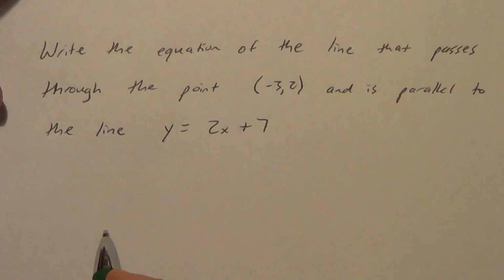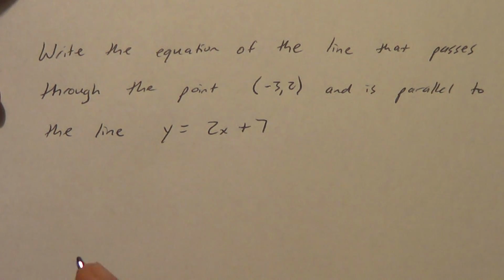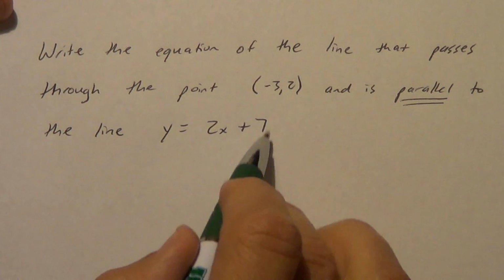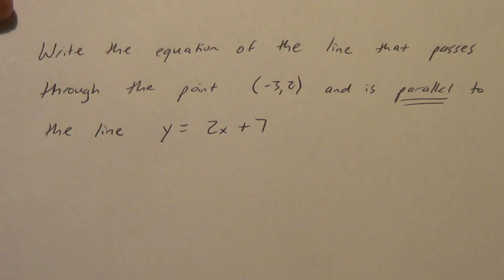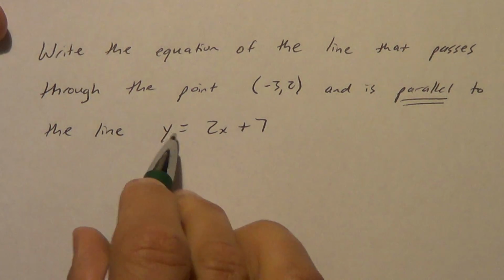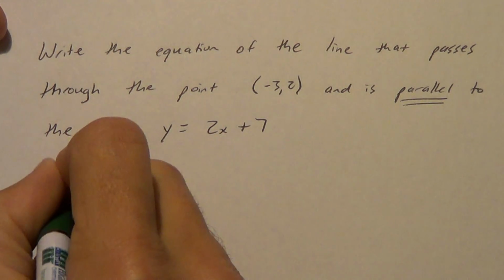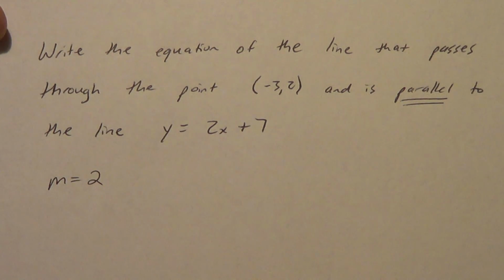Alright, so keep in mind our steps from back in lesson 4. First thing we need to do is find the slope. Now, the key word here is parallel. Remember what we learned back in lesson 4 about parallel lines? Parallel lines have to have equal slopes. So look at this equation here. What's the slope of this line? In y equals mx plus b, the slope is 2. And parallel lines have equal slopes, so the slope of the line we're going to be working with is still m equals 2.